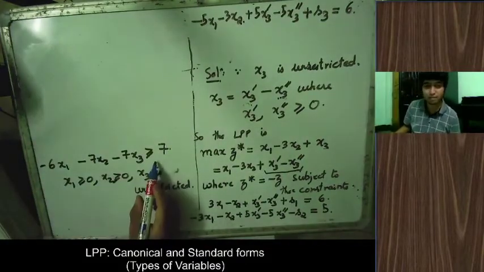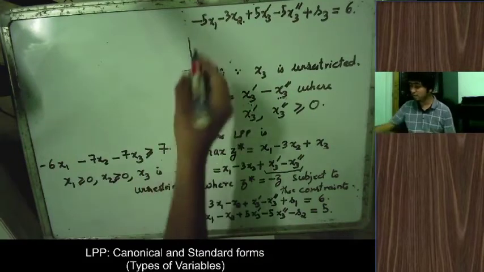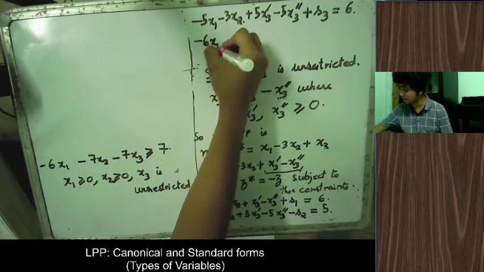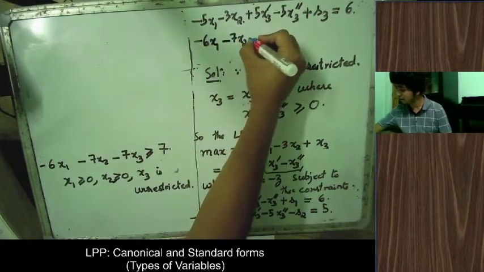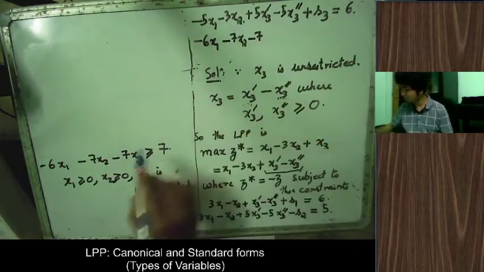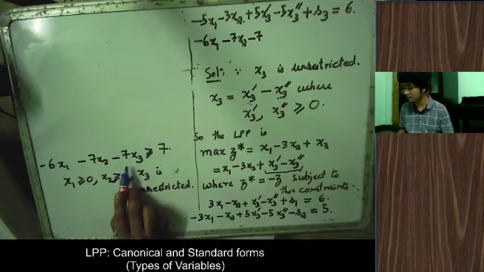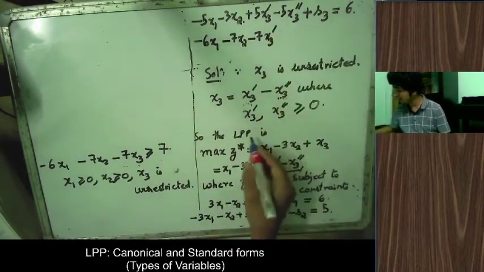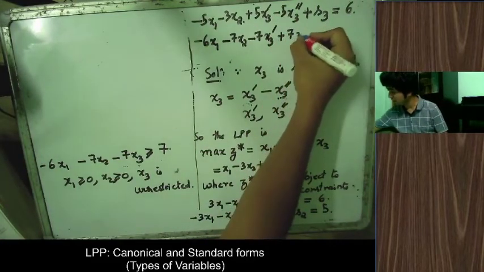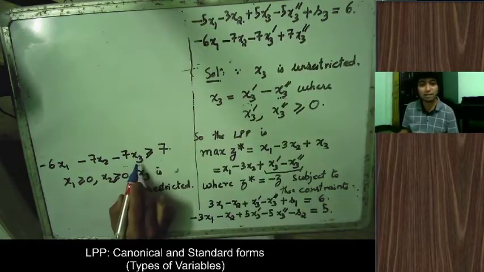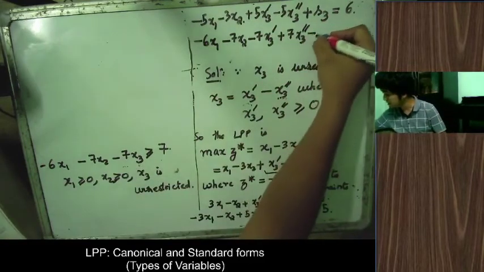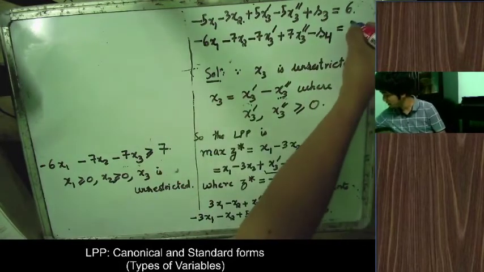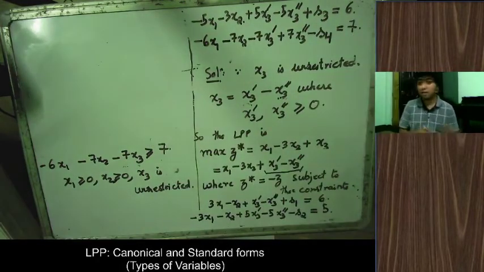Now we just have to take care of this one. This is already positive, so we just need to subtract a variable over here. So we will have 6x1 minus 7x2 minus 7x3, but this one is a negative sign, so it will be minus 7x3 dash plus 7x3 double dash. Now we need to subtract a variable, which is a surplus variable because of this inequality, equal to 7. Okay, so this is done.